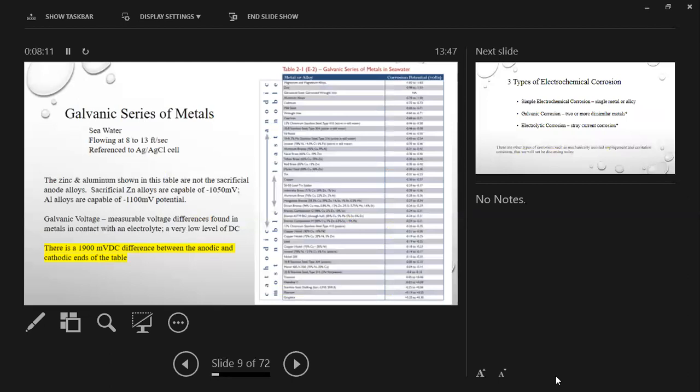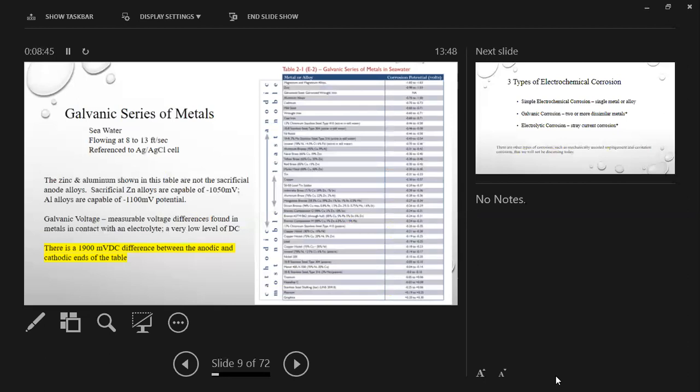Now, I handed out the galvanic series of metals. We'll be talking about some different metals here, and you can refer to that sheet. Couple things to know about this is that this galvanic series is for seawater only, flowing at a fairly respectable 2 to 4 knots, and it's relative to the silver chloride reference cell. If you look at that table, and it's hard to read up here, but that's why I handed these out.